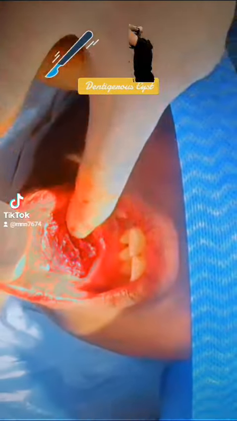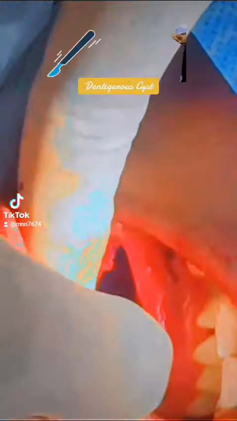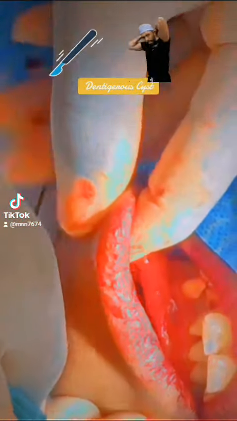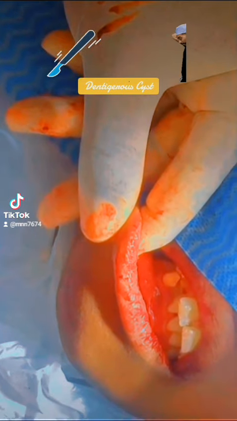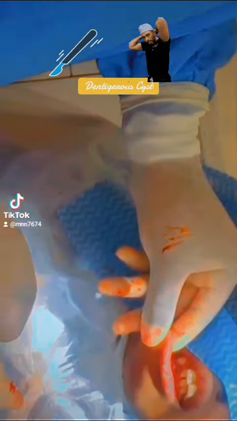So what we're going to do here, we're going to irrigate, because we've already enucleated the cyst. And then after irrigation, we fracture this one, irrigate again, and then just make sure that everything is clean inside, and then suture. And then this bony cavity will fill by itself. At 6 months we do an x-ray, and then another one after 12 months.